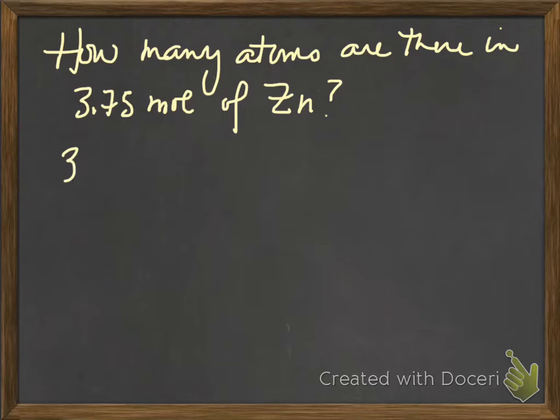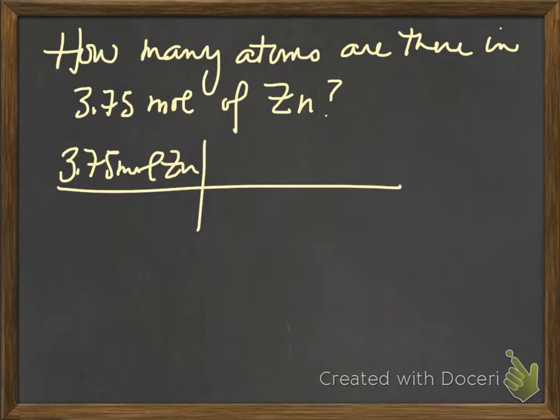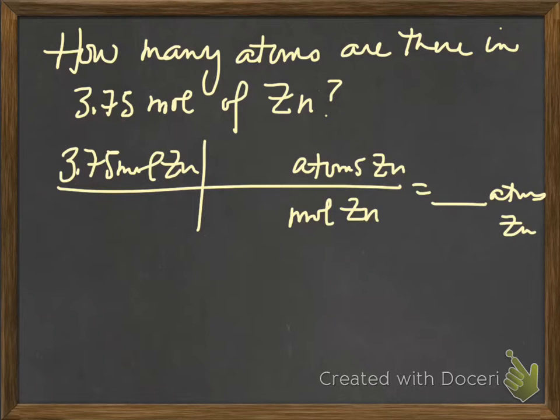So, we always start with our given, 3.75 moles zinc. Now, you know the rules for factor label. What units and chemical go down in the next box to cancel? That's right, moles of zinc. This is a one-stepper and we want to end up in atoms of zinc. So what units and chemical have to go on the top? You got it, atoms of zinc.